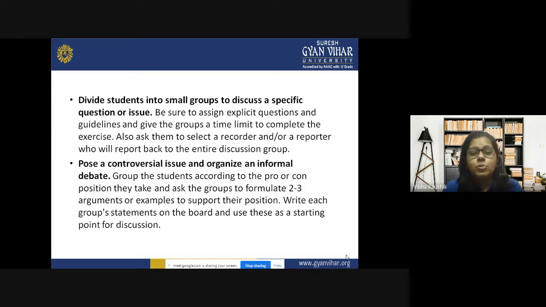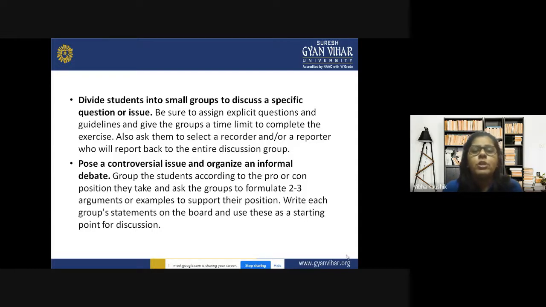Divide students into small groups to discuss a specific question or issue. Now, what you can do, you can divide the whole class into small groups. Different small groups can be made, and in those small groups, you can discuss with the students a specific question or issue.